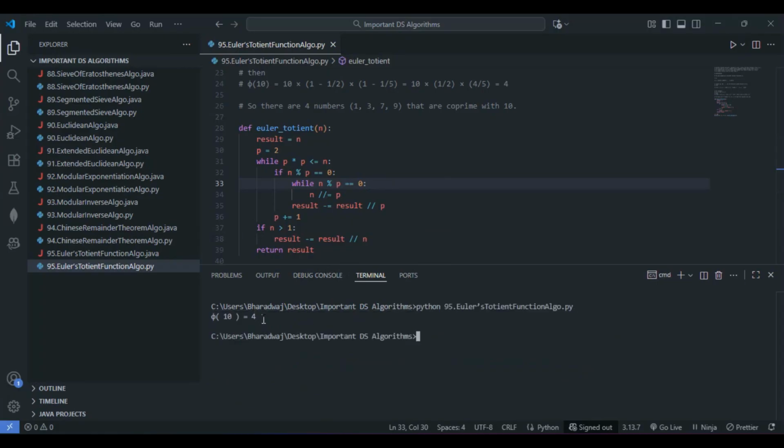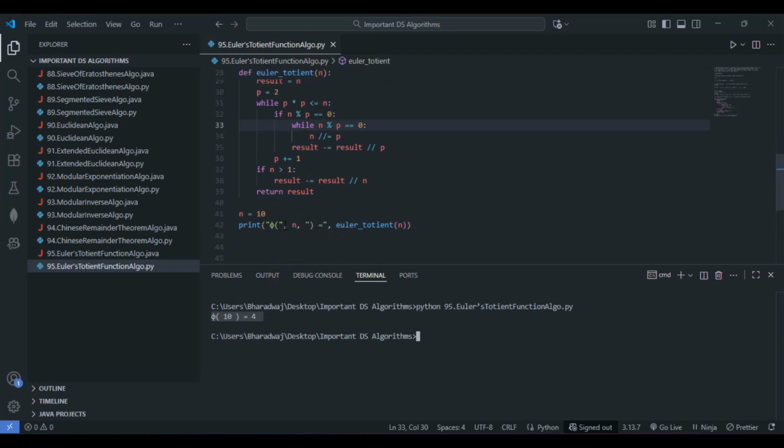Now see, totient of 10 is equivalent to 4. So let me do one thing. This is fine. Totient of 10 equals 4. We are getting the desired output, right? As discussed. So this is it for all the code, right? Simple one, very simple one.